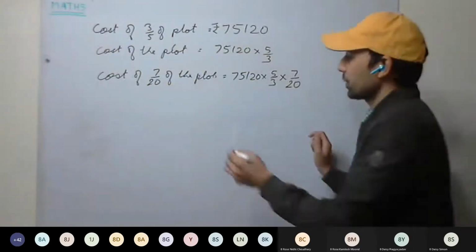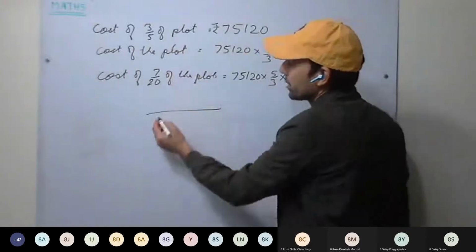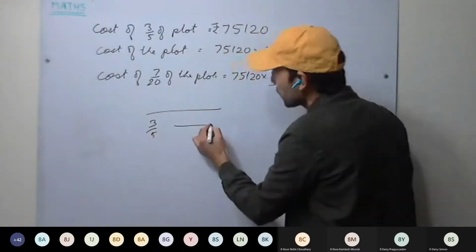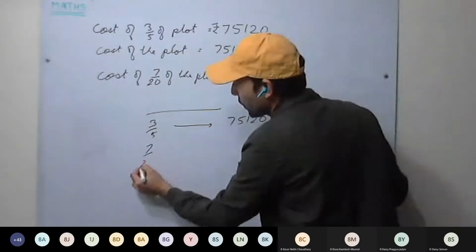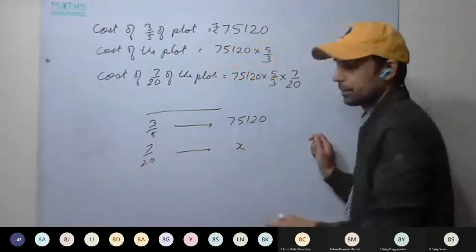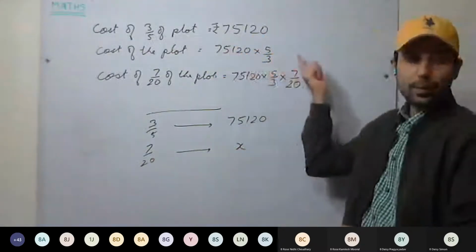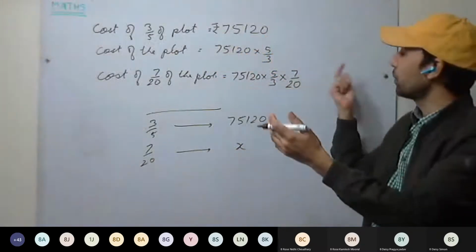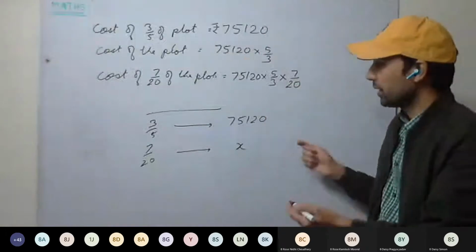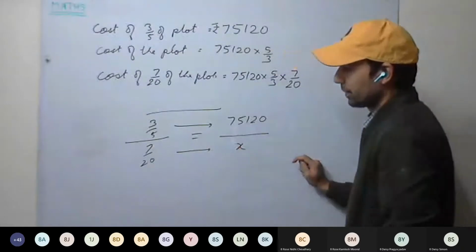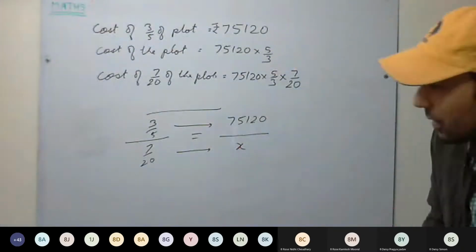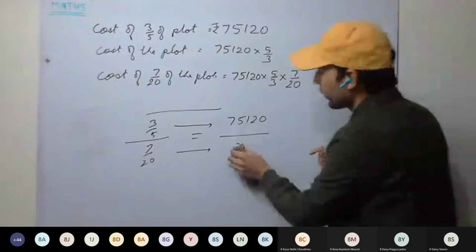Okay, other method will be this much. See here, if you go with the other method, 3/5 of the plot cost 75120. 7 upon 20 will cost X. Okay. They are in direct proportion. Bigger the plot, more the money one has to pay. So divided by this equal to. Because they are in direct proportion, direct variation.